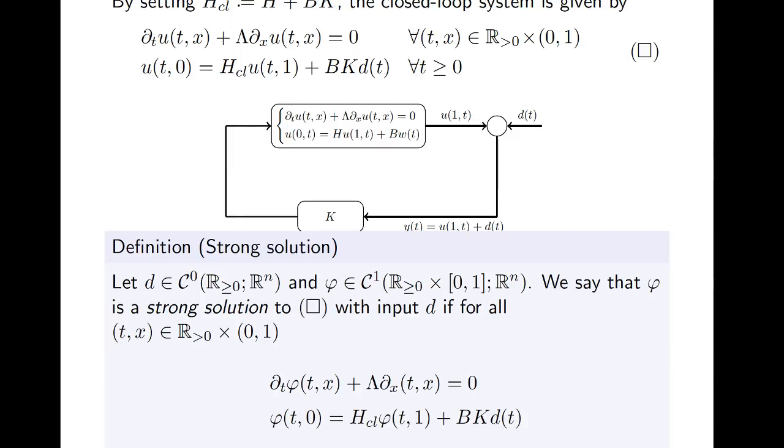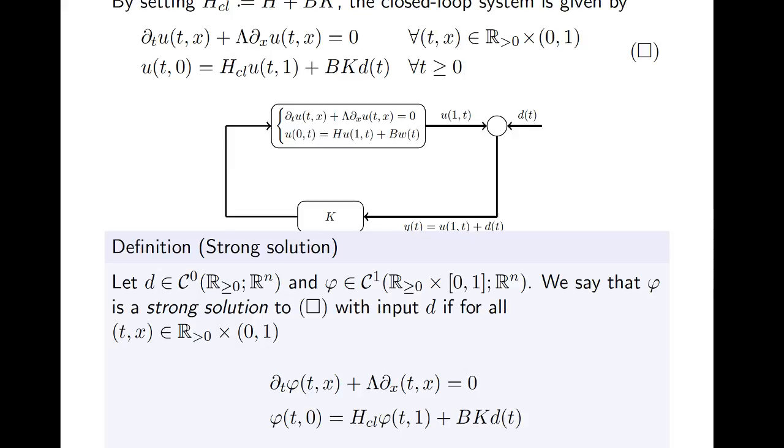Then we say that phi is a strong solution to the closed loop system with the input D if these two conditions are satisfied. Essentially, I want the solution to satisfy the differential relationship and then the boundary condition, at each t, at each x, and all of those functions are nice enough. That's why I call it a strong solution. It's satisfied everywhere. This is the easiest way you can define a solution. It's probably not the optimal, but it's the easiest way you can define it.